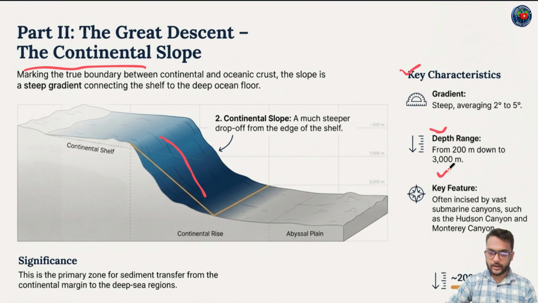Key features: often incised by vast submarine canyons such as the Hudson Canyon and Monterey Canyon. Significance: this is the primary zone for sediment transportation from the continental margin to the deep sea regions.